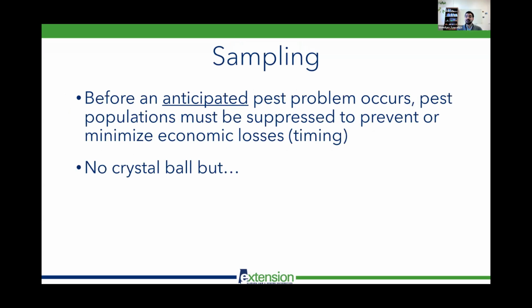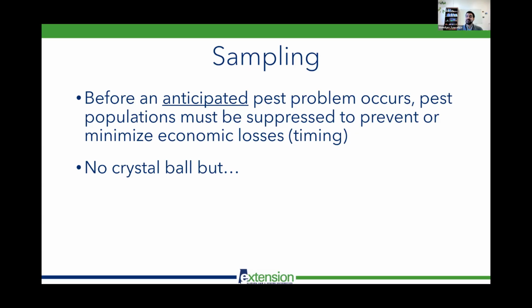So we talked about the economic injury and cost levels. A big question is how do we actually come up with those levels, both in fields, for management decisions, but also for research, for coming up with what those economic thresholds are. And so that's where sampling comes into play.